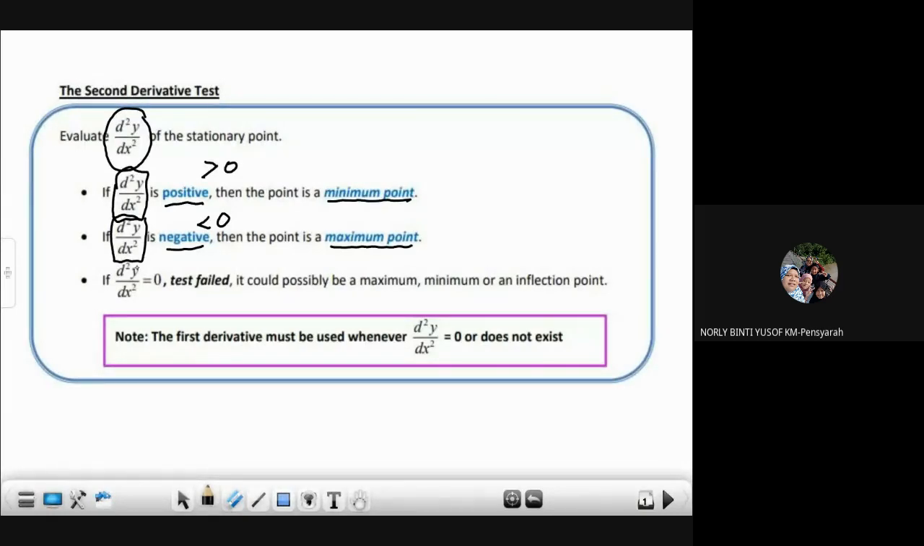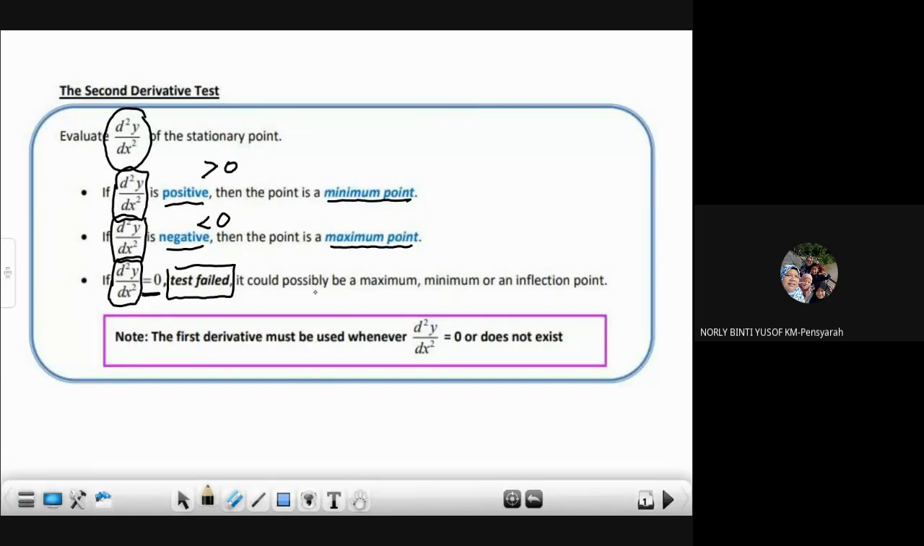Tapi yang ketiga ni, if your second derivative, you sub the value of x in the second derivative function, you obtain equals to 0. Because if greater than 0, positive lah. Lesser, negative. But if equals to 0, test dia fail. Test of second derivative ni akan fail. Kena tulis lah. Kat assignment pun sama. When you sub the value of x dalam second derivative, dia akan sama dengan kosong. Test fail. Tulis test fail in bracket lah. Nanti kita tengok kat example how to write.